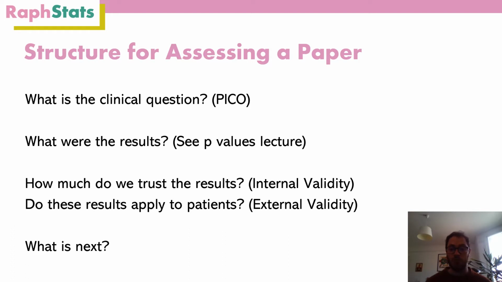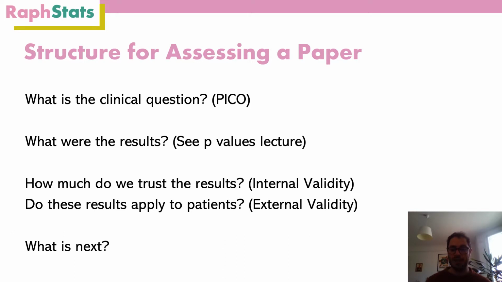Then we'll go through the quality of the paper, where we'll think about both internal validity, like how much do we trust the results essentially, and then how much do these results actually apply to the patients that we're seeing, which is external validity, which will again use PICO as a framework for assessing.